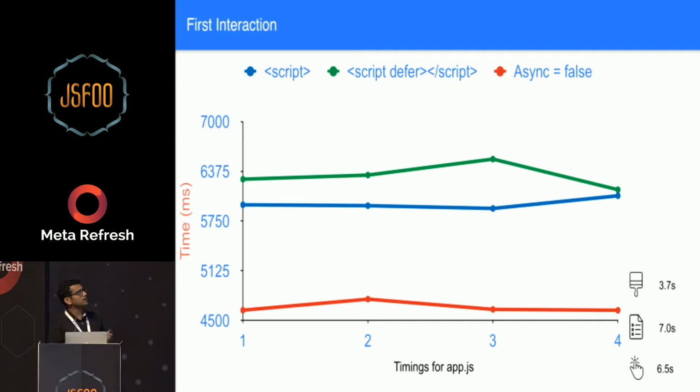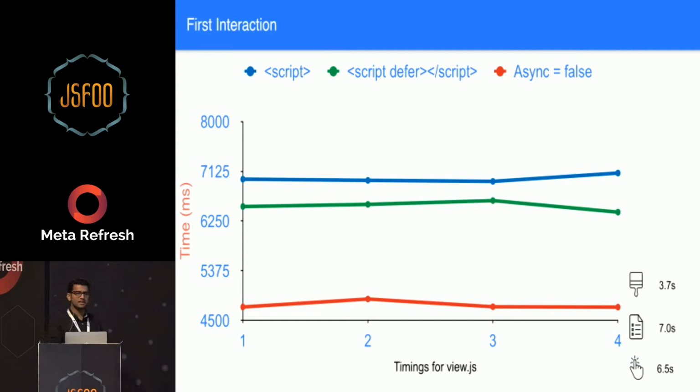We did it a few times, and we plotted the data on a graph. So this is what it looked like. On the x-axis you have the runs, and on the y-axis you have time. If you see the app.js execution time, the defer technique was taking the highest time, right? Then came the inline scripts.